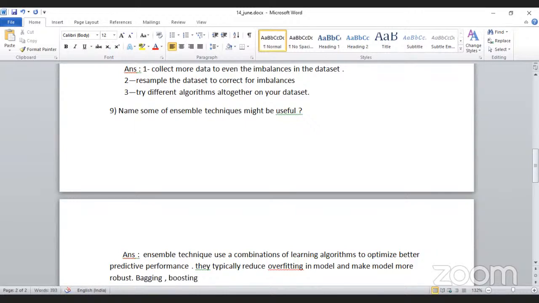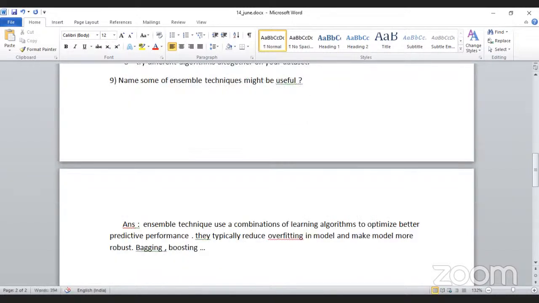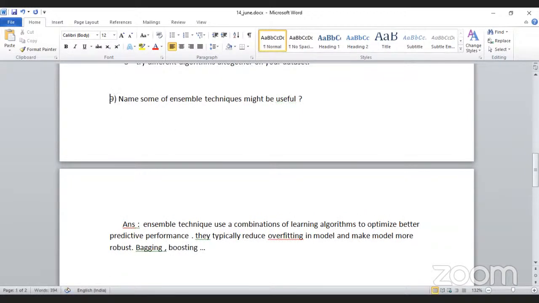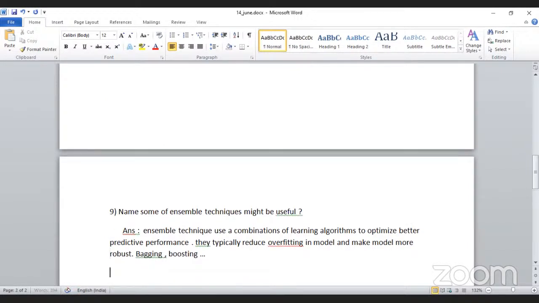So these are some of the techniques, and there are a number of algorithms we can use in ensemble techniques. Bootstrapping. Yes.